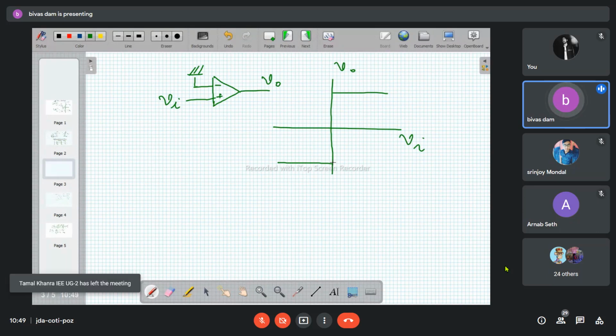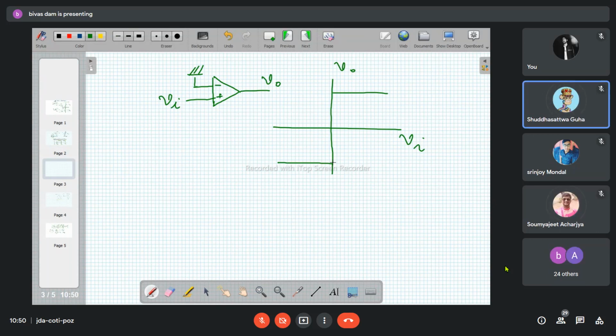If you go for the plotting of the output with reference to the input, the output will have a state change whenever the input is crossing the zero reference line. When the input crosses the zero line in the positive direction, output will have a state change to plus V sat. And when the input is crossing the zero line in the negative direction, the output will have a state change and attain the minus V sat level.